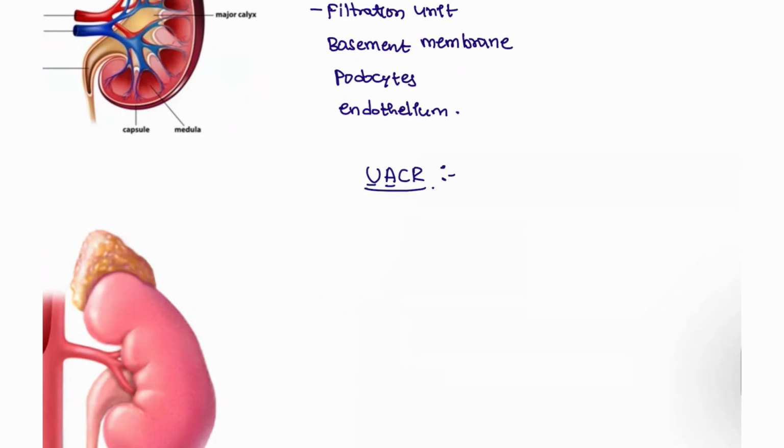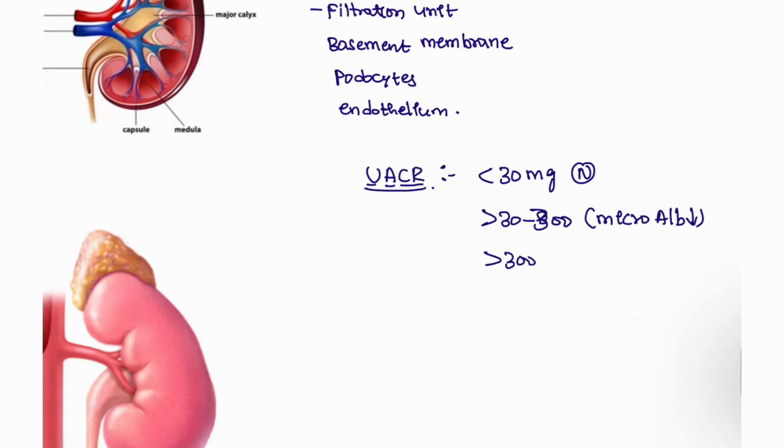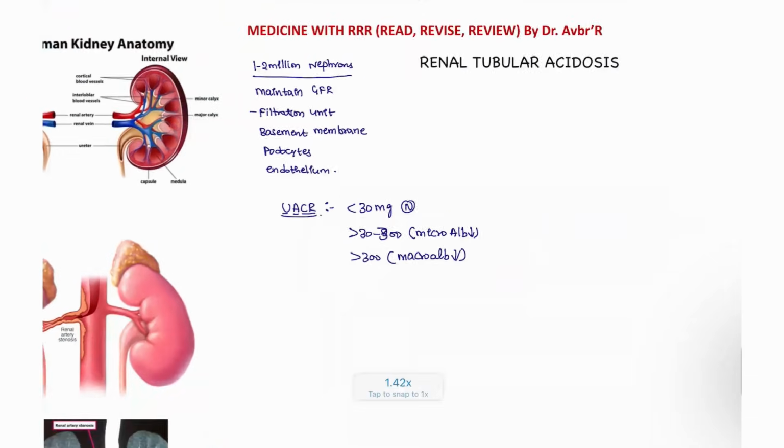You are going to do the urinary albumin creatinine ratio. If you see less than 30 milligrams lost, it is normal. If it is more than 30 to 300, it is known as microalbuminuria. And if it is more than 300, it is known as macroalbuminuria. This is what we have to check for these conditions.